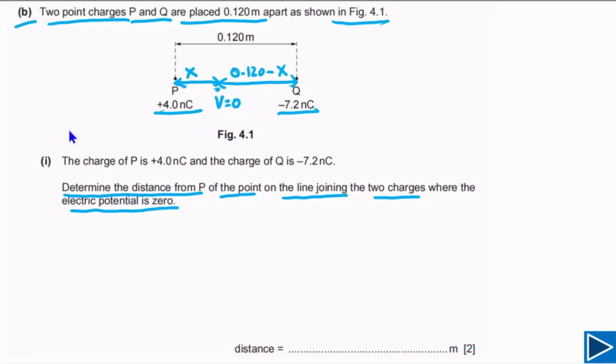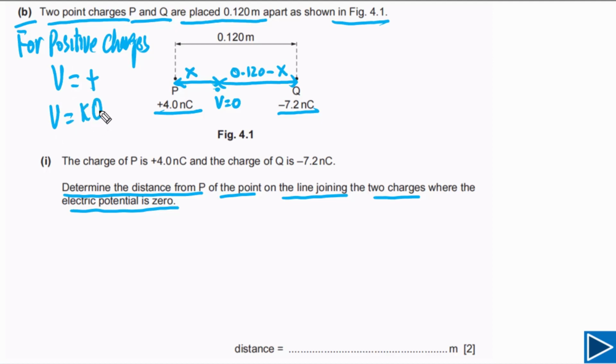Now, first of all, let's try to understand a little bit about potential. For positive charges, the potential is positive. Why is potential positive? Because V is equal to KQ over R. If Q is positive, it means V is also positive. Very important point. You need to enter signs.